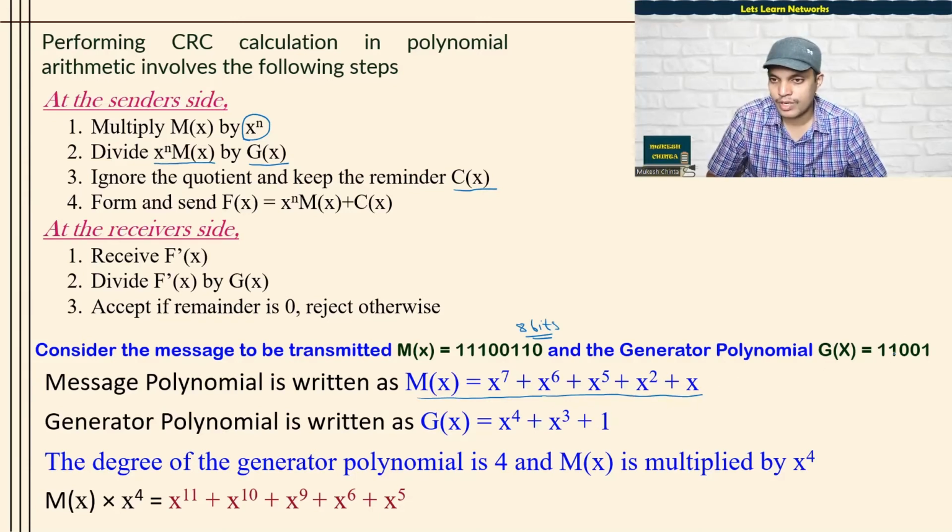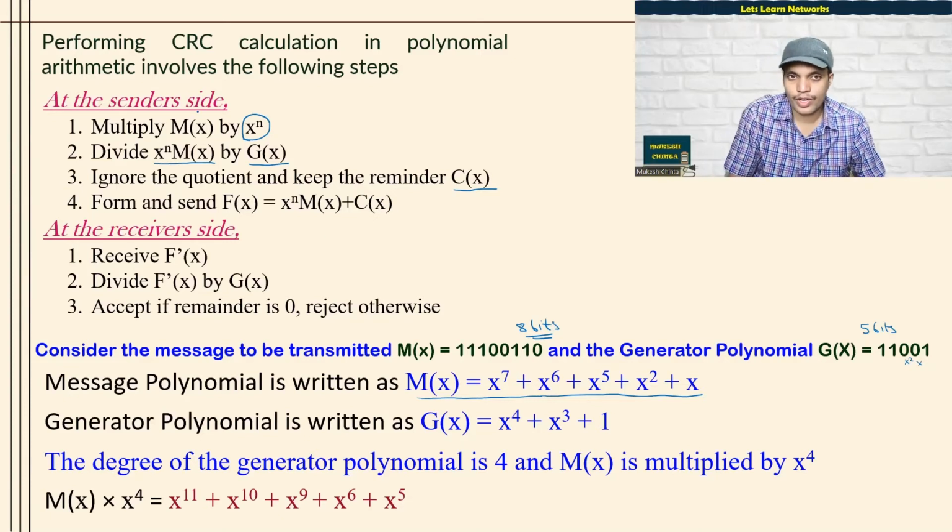My generator polynomial is given as 1, 1, 0, 0, 1. Okay. What do you mean by this? Your generator polynomial contains 5 bits, so the highest degree will be x power 4. So x power 4 plus x cube plus, there is no x square, there is no x here, and plus 1. The first step says multiply m of x by x power n.